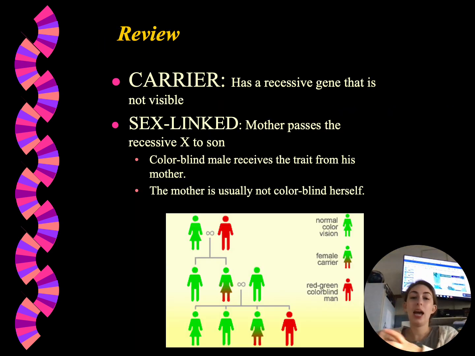Now, remember, a carrier has a recessive gene that's not visible. So if you are carrying something, it could be something good, could be something bad, right? If you carry something, that thing's hidden, but you can still pass on that trait, right? So like Miss Hudson has blue eyes, Mr. Hudson has brown eyes. If Mr. Hudson and Miss Hudson had a baby, it's likely that Mr. Hudson, his dad has blue eyes, so he's a carrier of that blue trait. So we could either have a blue-eyed baby or a brown-eyed baby.